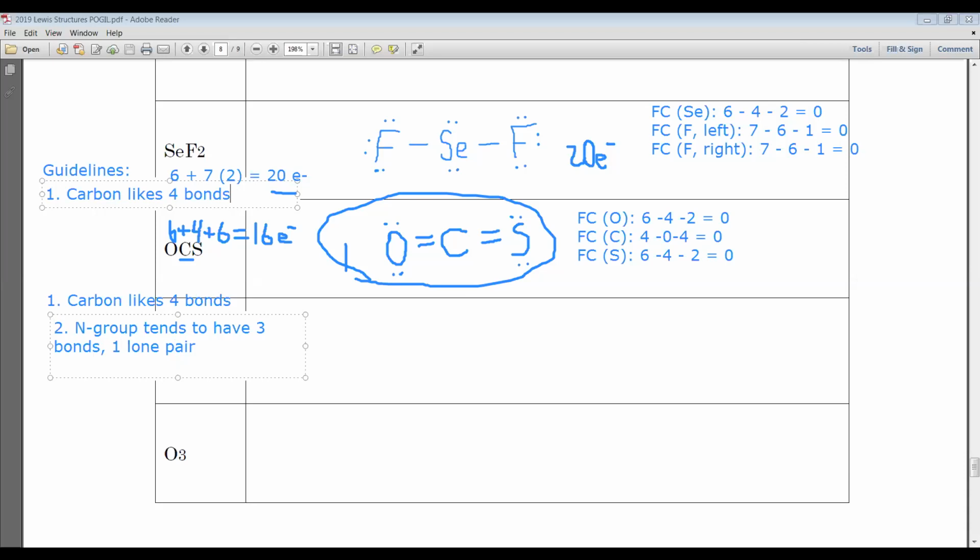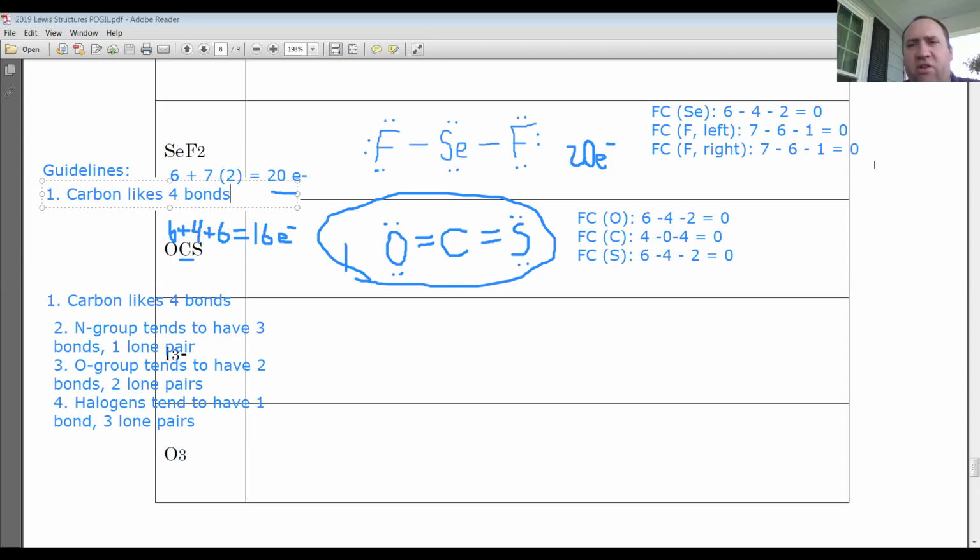The third principle, the oxygen group, tends to have 2 bonds, 2 lone pairs. And finally, the halogens tend to have 1 bond, 3 lone pairs. And so this is basically your blueprint to how you get to a 0 formal charge. If that shows up, then you'll end up seeing a 0 formal charge on those atoms, which is usually what you're striving for and what you want.